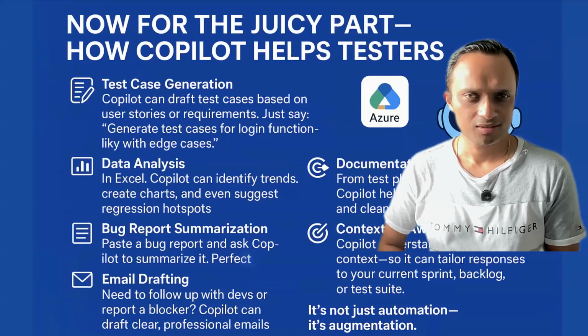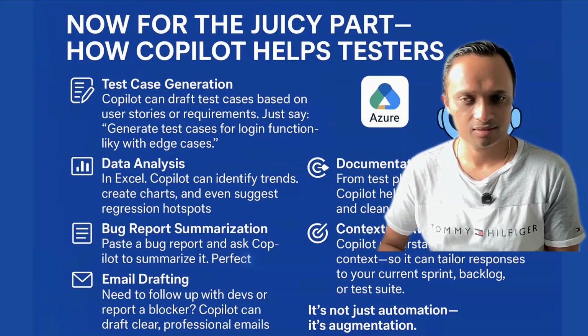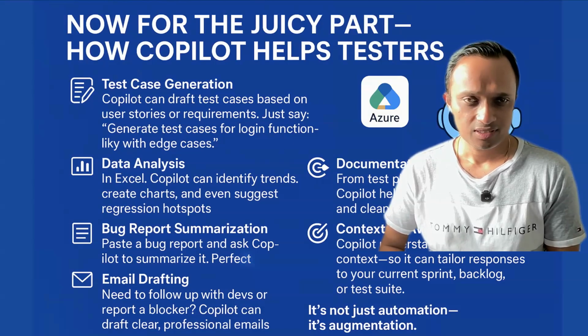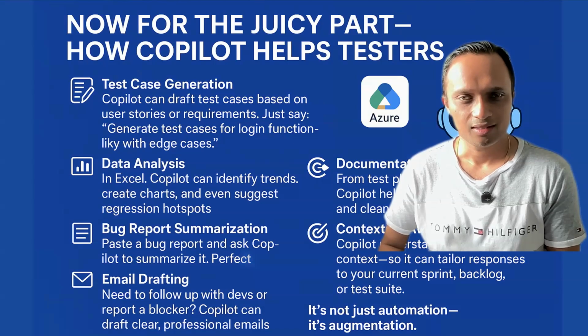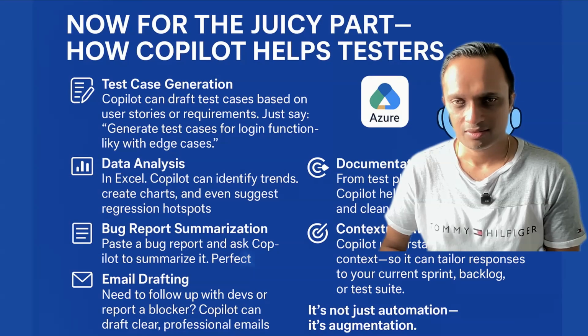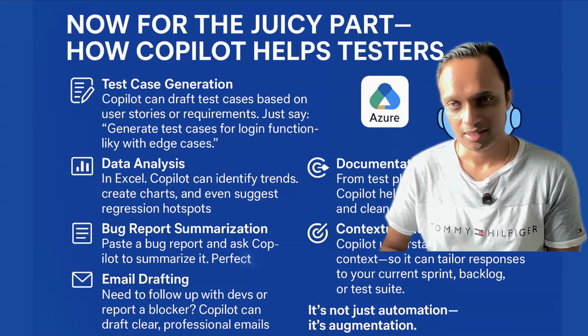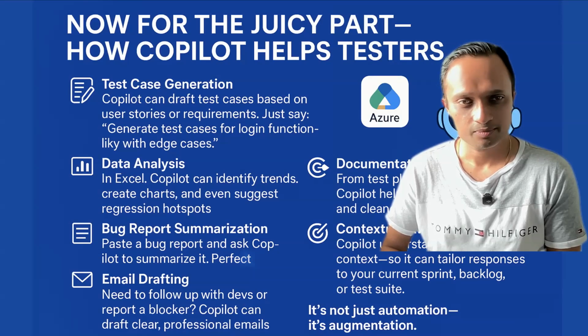So now for the juicy part, how Copilot can help the testers, right? So these are some specific examples, but there is a lot more usage which you can do with the Copilot. So first, test case generation. Well, Copilot can draft test cases based on your user story or requirements. It's basically some text which you are providing in the form of a document or just text, right? So you can just say in a prompt like generate test cases for login functionality with edge cases or with negative test cases, right? So you can provide as much information as you want based on your requirements.